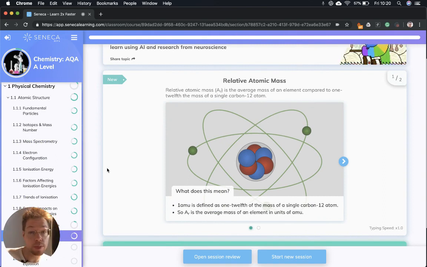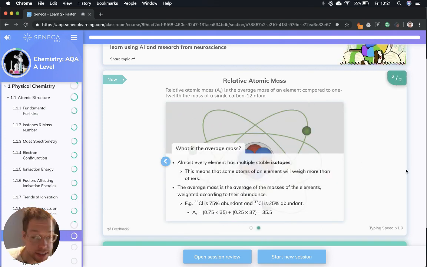So, relative atomic mass is the average mass of an element compared to 1/12 of the mass of a single carbon-12 atom. Okay, well, what does that mean, Jono? Basically, it means that 1 AMU is defined as 1/12 of the mass of a single carbon-12 atom. So AR is the average mass of an element in the units of AMU. So, what is the average mass?